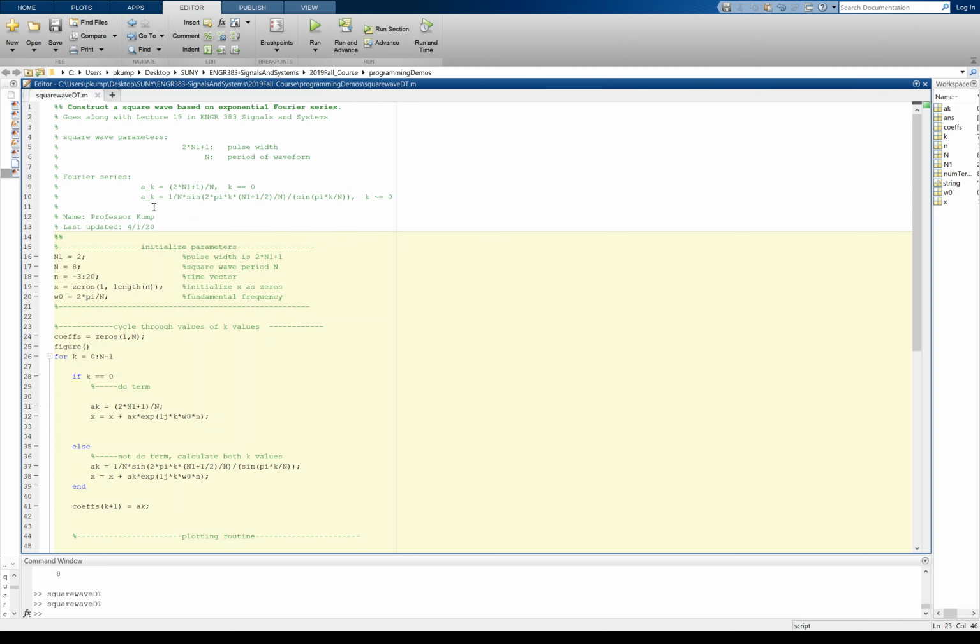Now, it's important to remember that in discrete time, the Fourier series coefficients repeat after every n. So while this is a0, this is also an, a2n, a3n, and so forth.